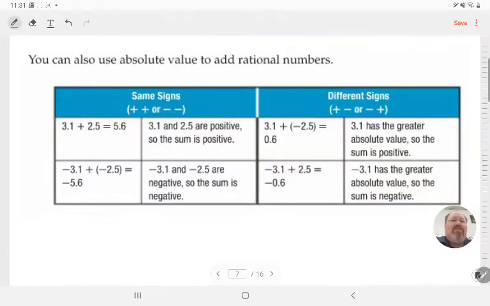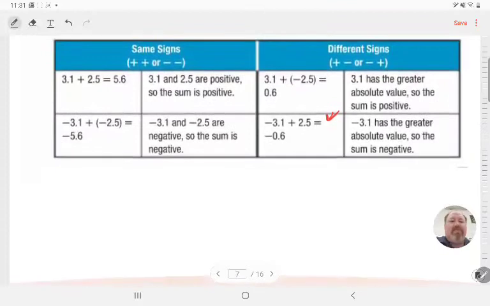You can also use absolute value to add rational numbers, just like we did before. Whether it's a decimal or whatever it is, you still could take the absolute value if you have different signs. In this case, for example, 3.1 absolute value is bigger than 2.5, so the answer is going to be positive, okay? Or in this case down here, you have a negative 3.1 plus 2.5. 3.1 is a bigger absolute value, so the answer is going to be negative. So that's how you can use absolute value to help you, just like we did before, okay?